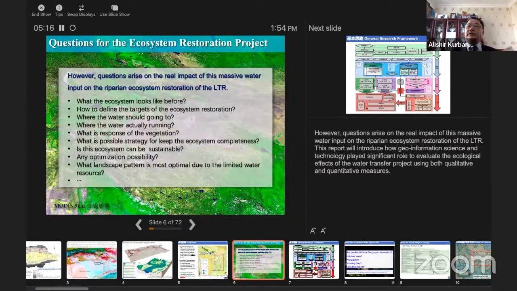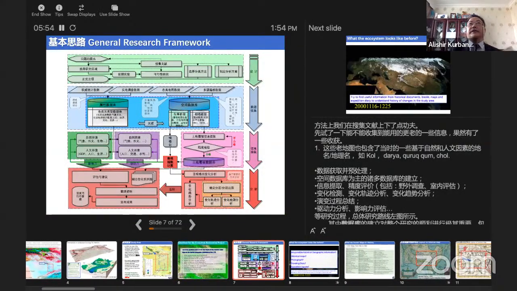And what is a possible strategy for keeping the ecosystem complete, and can the ecosystem be sustainable or not, even if we interrupt this water process? Any optimization, and what landscape pattern is most optimal given the limited water resource, because there are a lot of uncertainties due to the snow and ice melting water resources from the mountain area, and also the rapid economic development in this entire region. So we designed a general research framework for collecting different multi-source data, especially focusing on maps and historical cartographies or something like that.